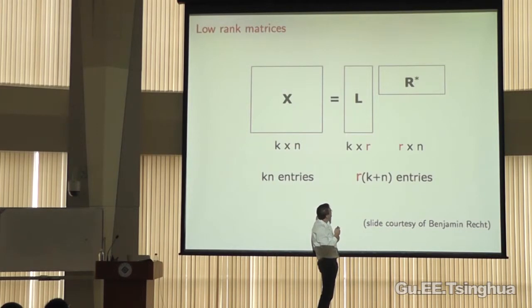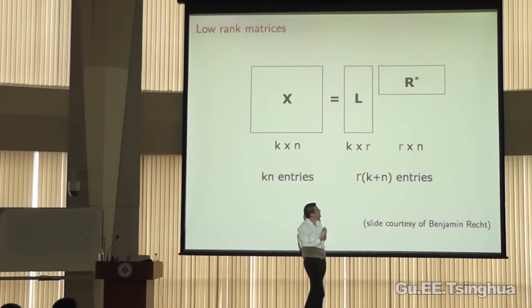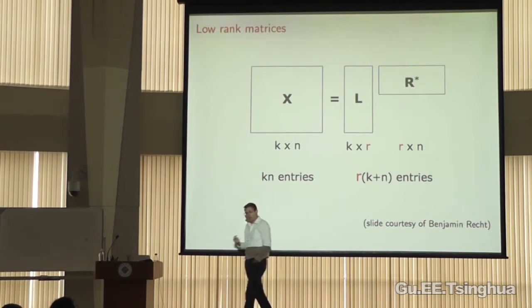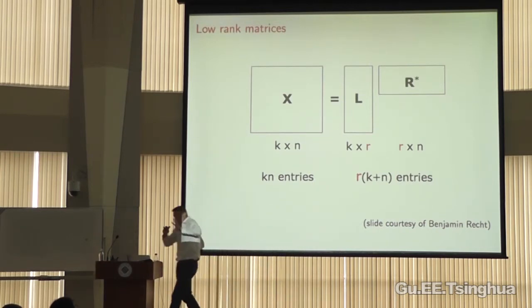Well, one way you answer that is, it's less than K times N. What it kind of is, is like K times R plus R times N. So it's like 2 times R times (K plus N). It's actually a little bit smaller than that because there might be multiple ways I can write this factorization. If I can pointwise multiply these columns by something and then pointwise multiply these rows by the inverse of that, I can still get it to work out.